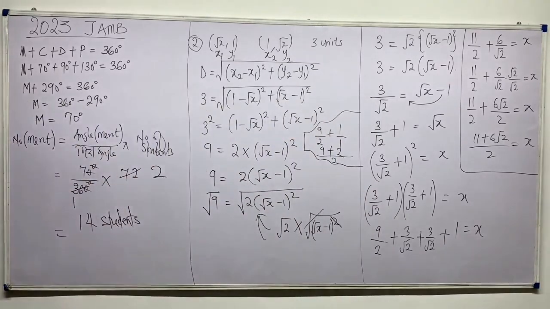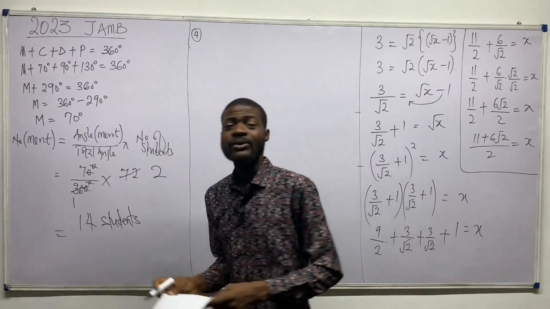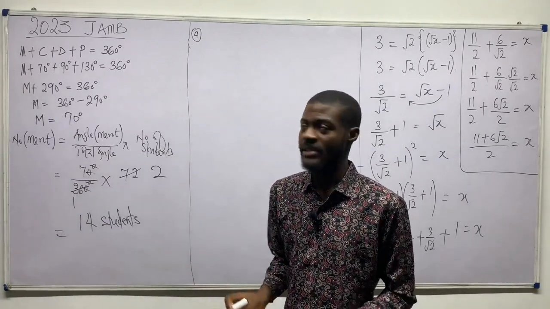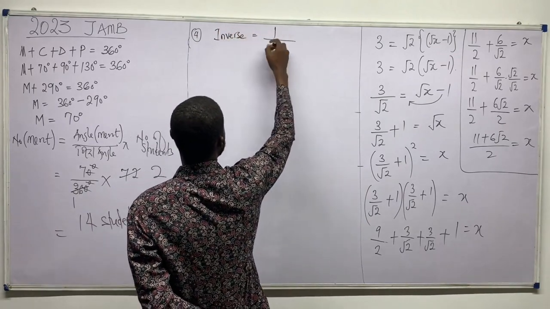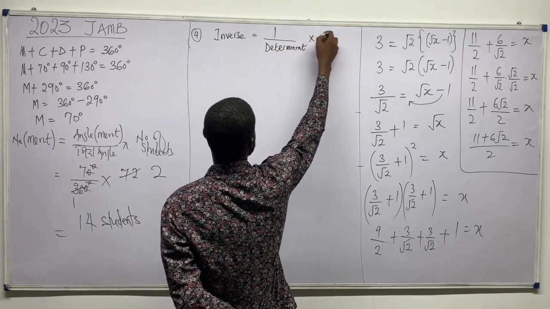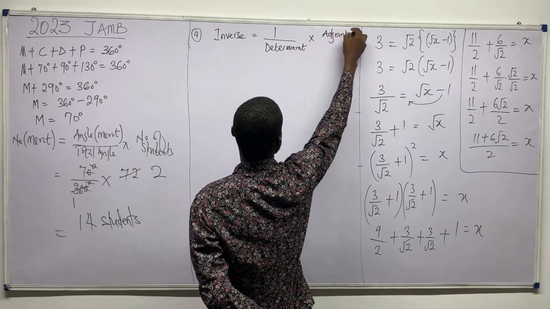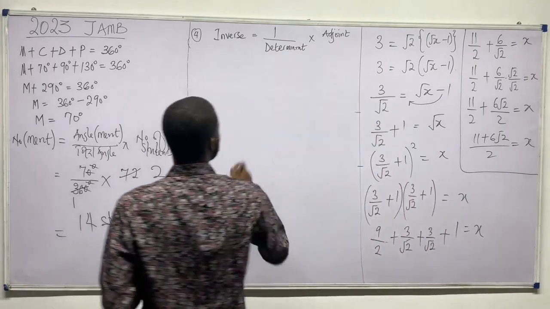Okay, question 4. Find the inverse of the matrix 2, 4, 4, 6. To get started, the formula for the inverse is 1 over the determinant times the adjoint. Sorry, that's the formula for the inverse. So let us get started with the determinant.